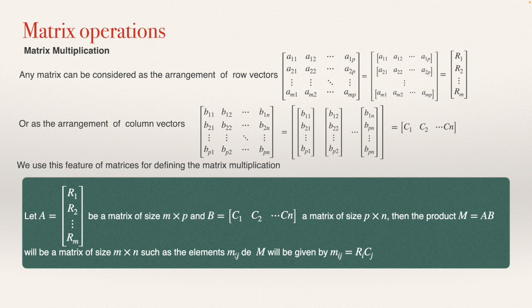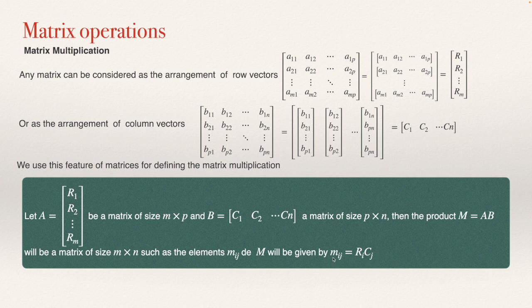Such that each element of this matrix, this is the element that is in the row I and column J of M, the matrix result, will be given by the multiplication of the row I of the first matrix multiplied by the column J of the second matrix. So the element that is located in row I and column J of the matrix multiplication, we call it the matrix product, will be the product of the row I of the first matrix multiplied by the column J of the second matrix.